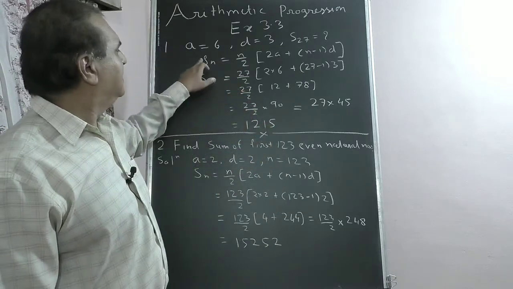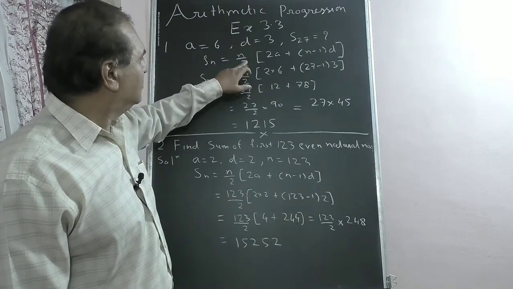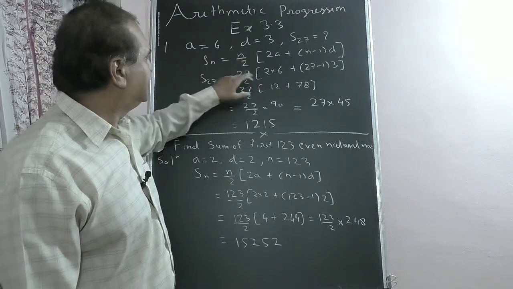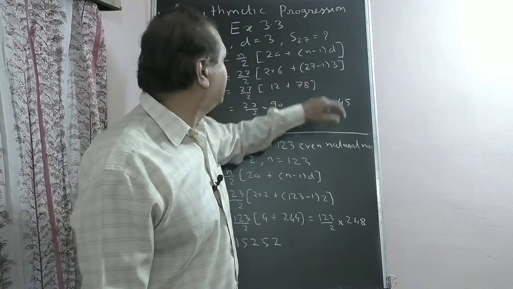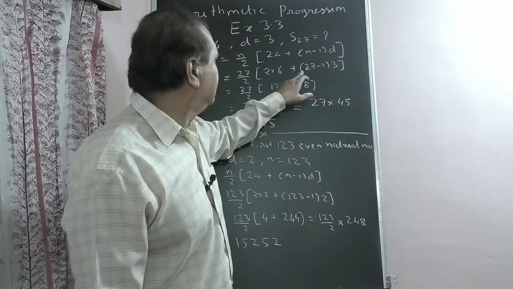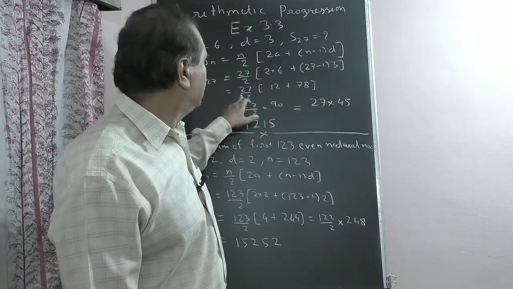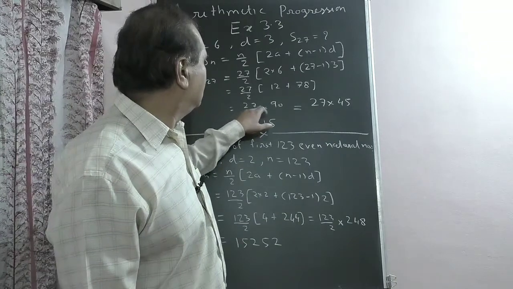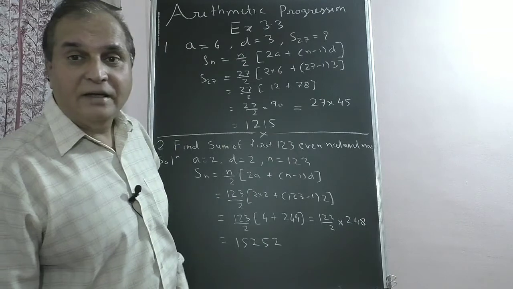N is your 27. S27 means n is 27. 27 upon 2, 2a, that is 2 into 6, plus n minus 1. So 27 minus 1 into d is 3. 27 minus 1 is 26 into 3, 78. 6 2s are 12. 78 plus 12 is 90. 27 upon 2 into 90, 2 1s are 2, 45. 27 into 45, 1215. Answer.